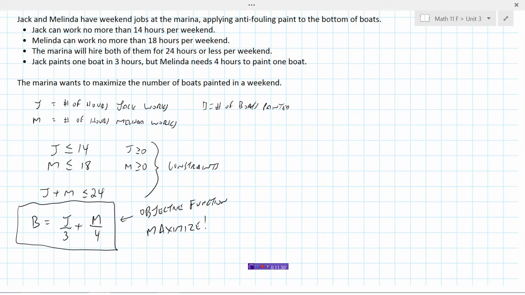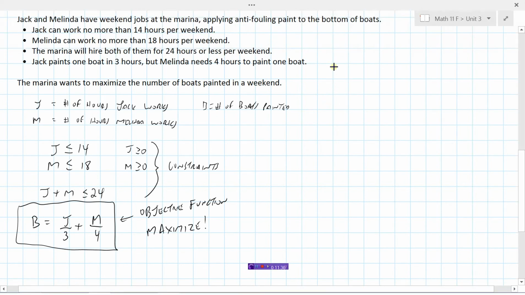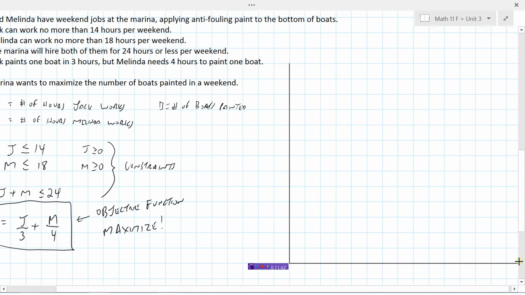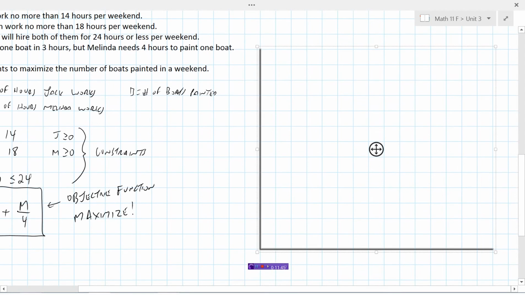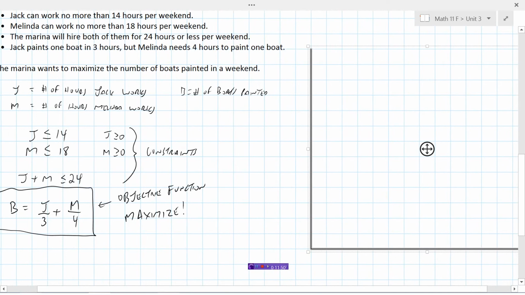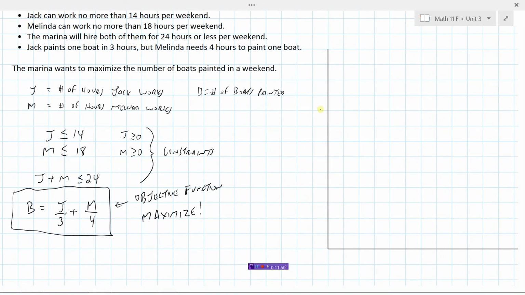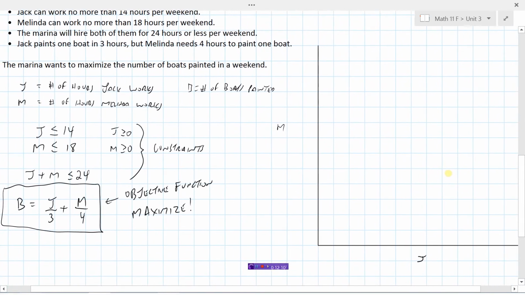So let's get a graph going here. And I'm going to use one like this because I can't have any negative values for J or for M. So there's no point in doing the full 4 quadrants in our graph. And we can arbitrarily decide what we're going to put on here. I'm going to make this side M and this side J, but you could do this the other way around. It wouldn't really matter which axes you put on which one. So I'm just going to start graphing these things.